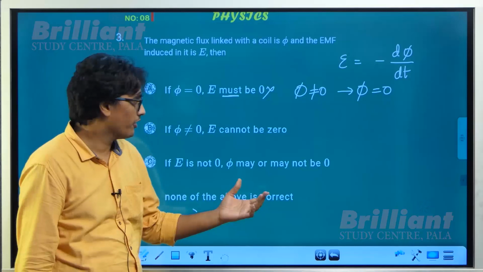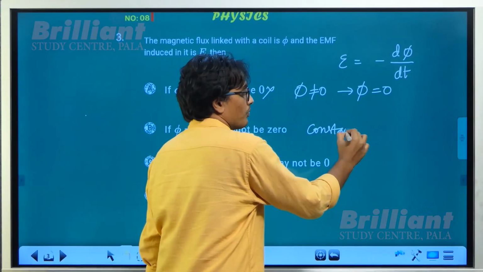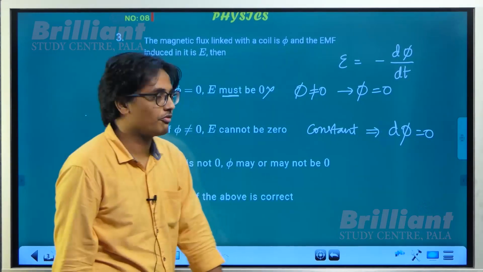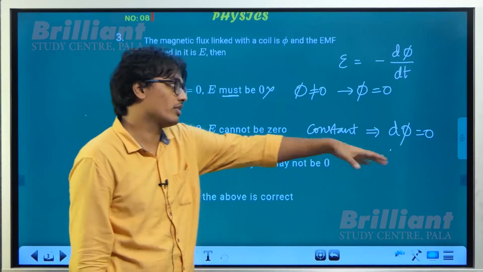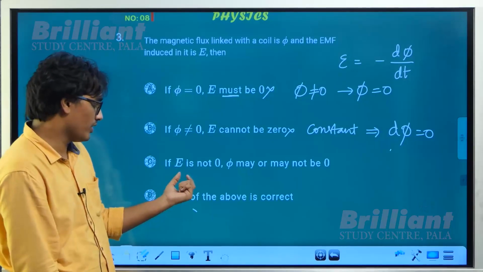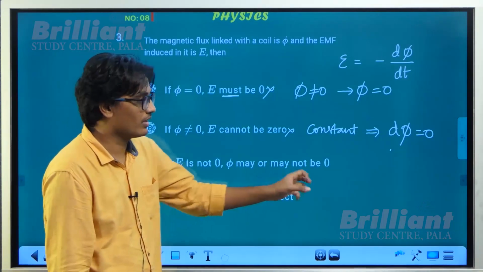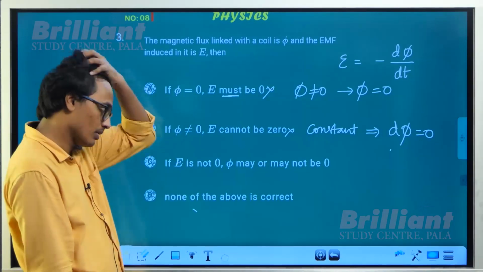Again, you cannot say that. If flux is constant, then d phi is 0. So if flux is constant, then change in flux is 0, then EMF will be 0. So this is also wrong. If EMF is not 0, flux may or may not be 0. Now that is correct. Flux may or may not be 0.